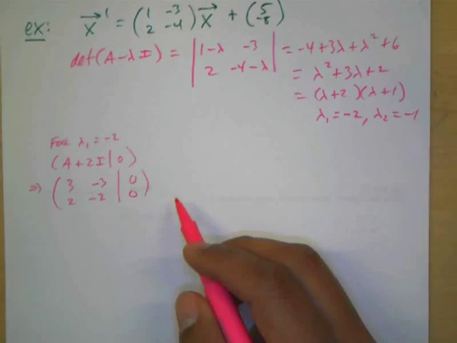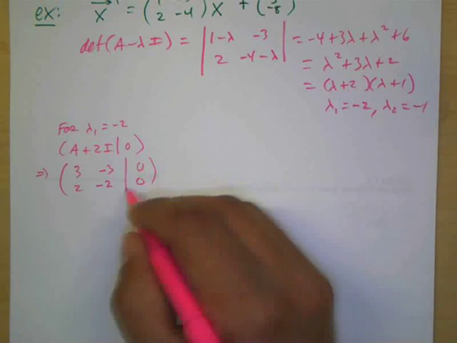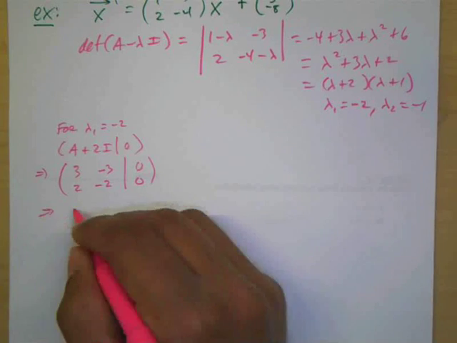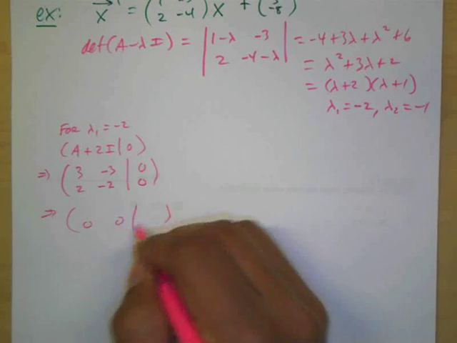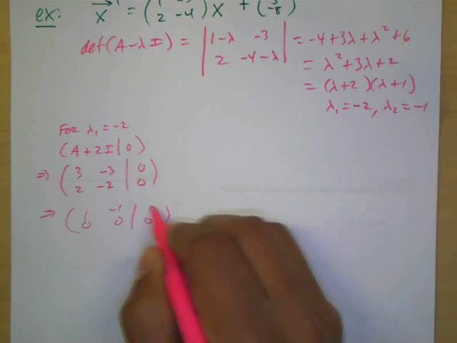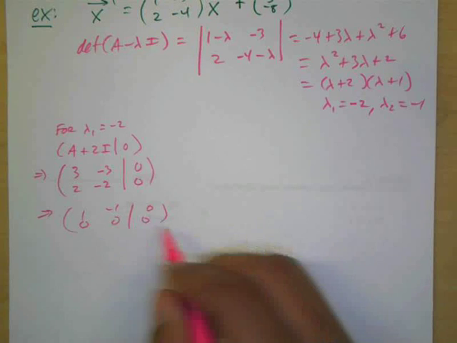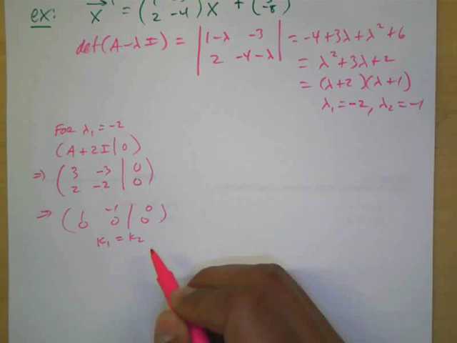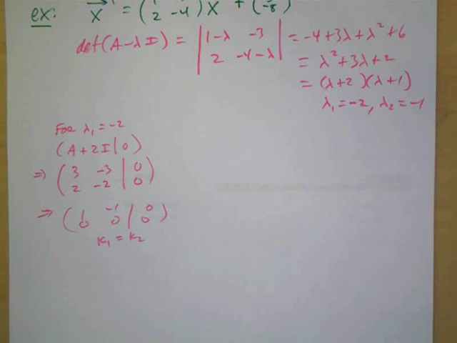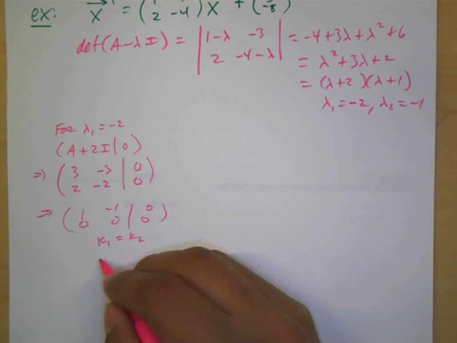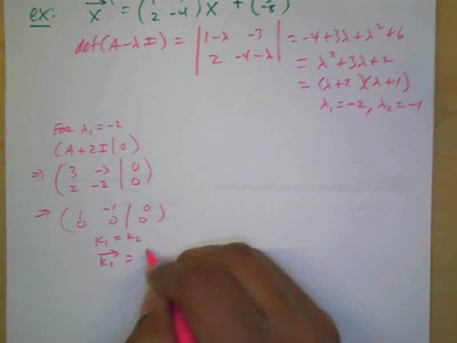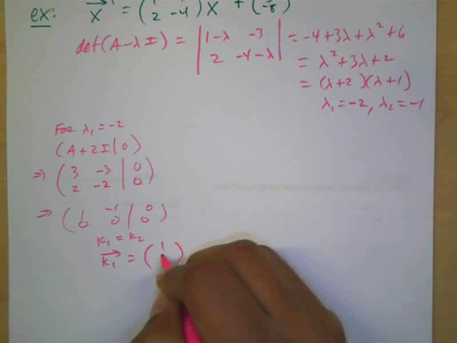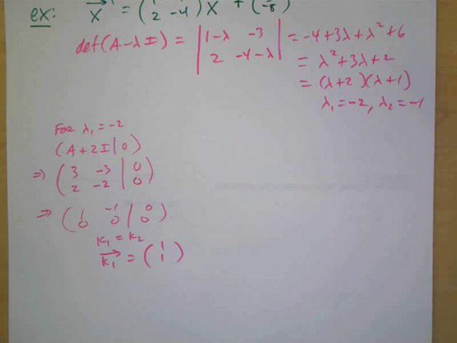I mean, you guys have been doing this enough now, you just know what it's going to be at this point, right? So this tells us the relationship that K1 and K2 have to be the same entry for this eigenvector. You can do whatever choice you want. I'll use 1, 1.